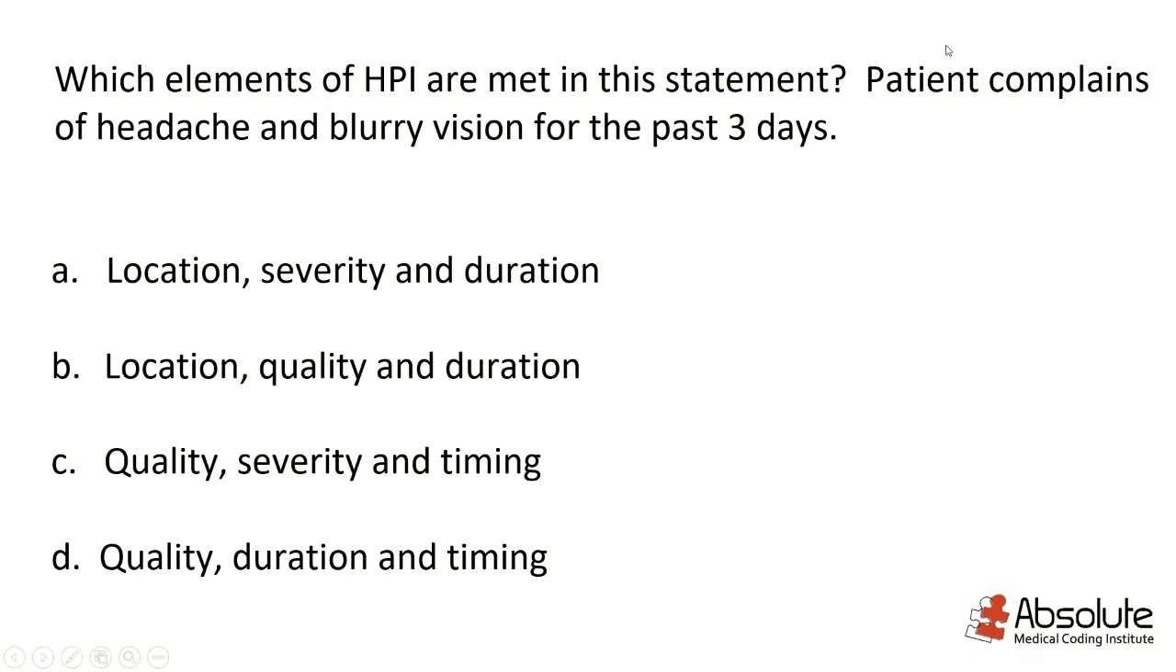Okay. We're going to look at the answers first, coders. A is location, severity, and duration. B, location, quality, and duration. C, quality, severity, and timing. D, quality, duration, and timing. Which elements of the HPI are met in this statement? Patient complains of headache and blurry vision for the past 3 days. You have 30 seconds and you may begin now.